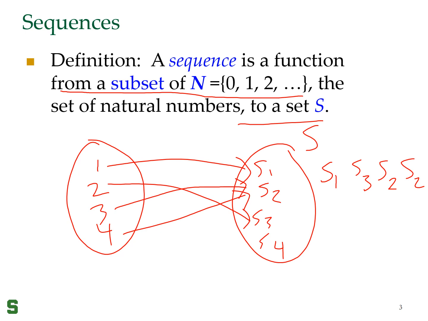The reason we are calling it a subset of natural numbers is because maybe we want to just define a finite sequence, in which case we won't be mapping every integer to an element in S, but only a few of the integers.